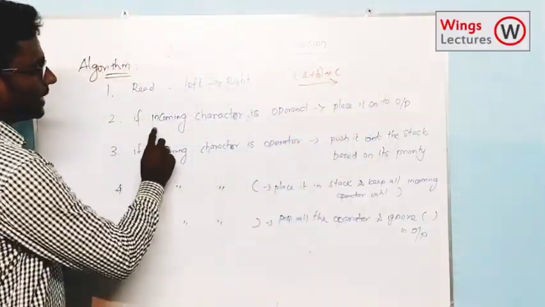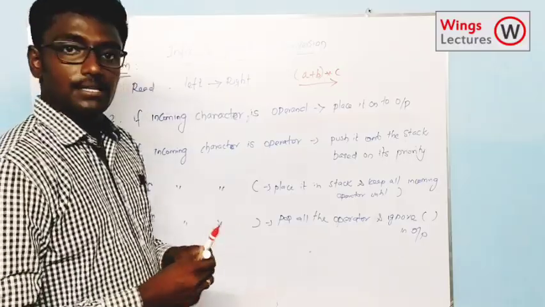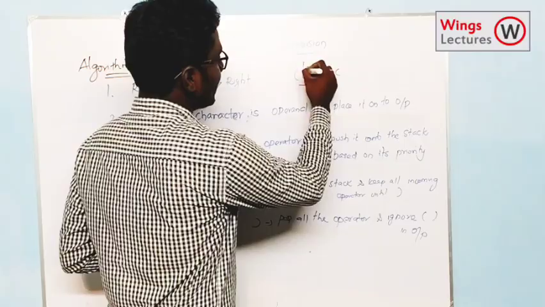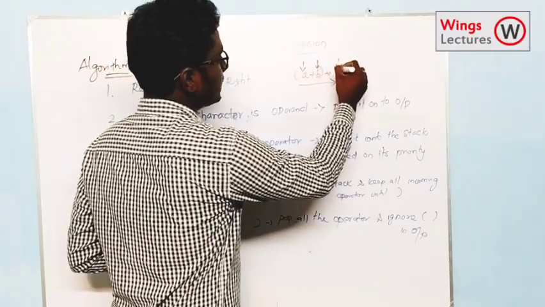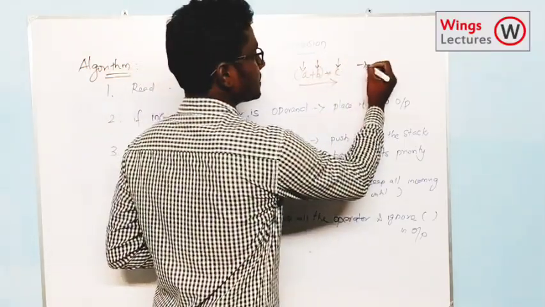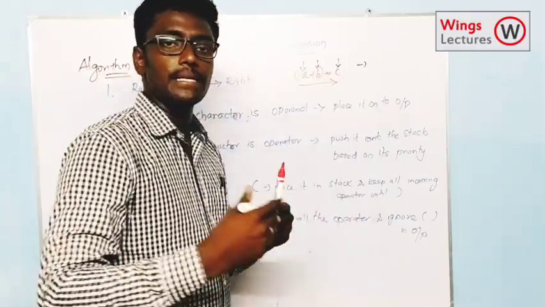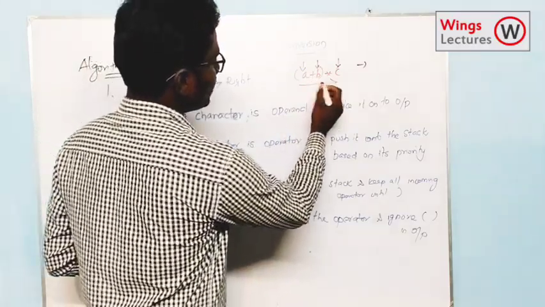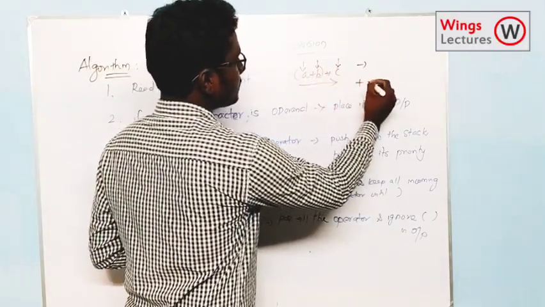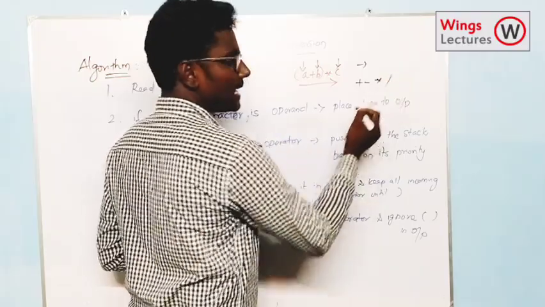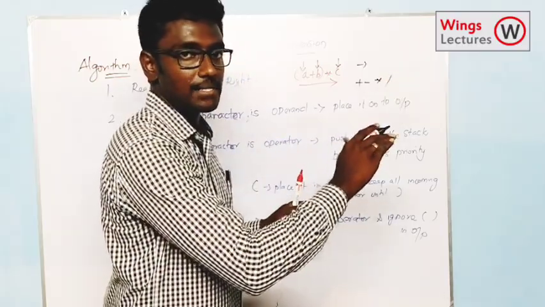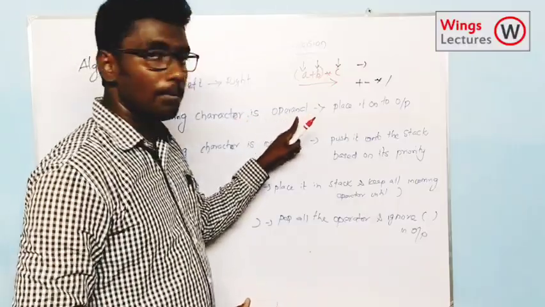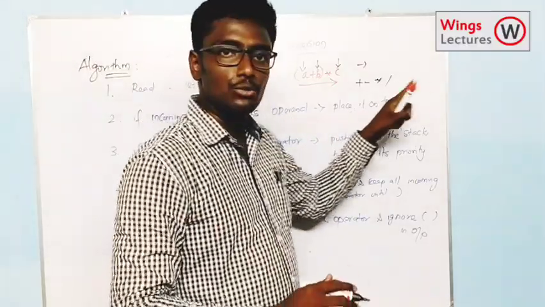Now, if the incoming character is an operand, let's find out what is an operand and what is an operator. See here, A, B, C. These three are operands. Okay, alphabets are operands, and then operators. What is an operator? Plus, minus, star, slash. These are the operators we are having. So if the incoming character is an operand, directly we can place it into output.